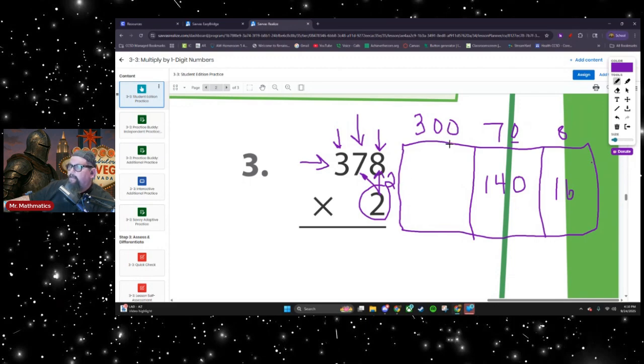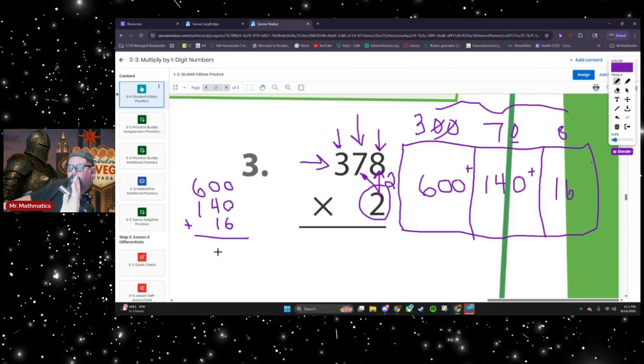Same thing with the 300 here. We're going to annex our two zeros, 1, 2. We don't need these anymore. 2 times 3 is 6. And since we decomposed these three numbers up here, pretty much we subtracted them from the base of 378. That means we now have to take our three numbers and add them back up. So we got our 600, our 140, and our 16.